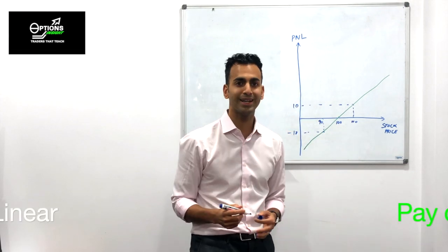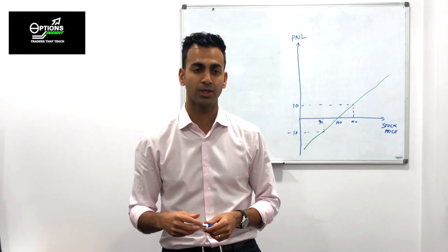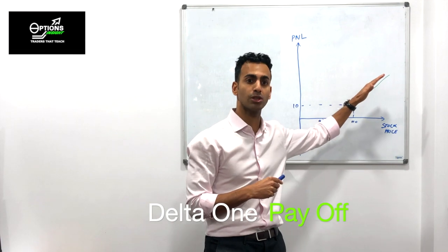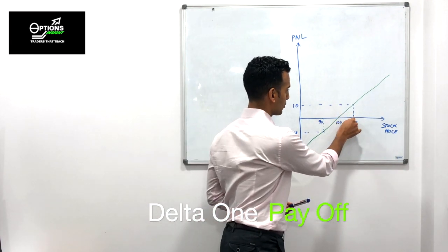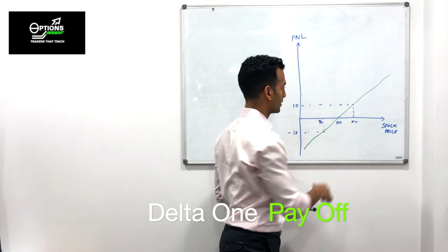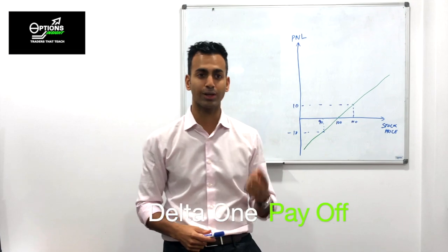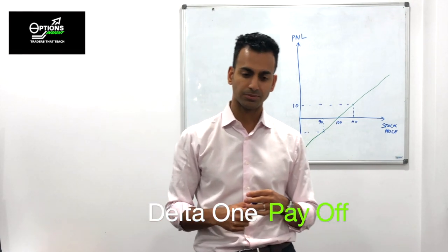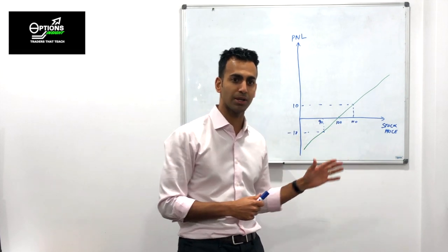Now that's what you call a linear payoff, or a delta 1 payoff. Now what does delta 1 mean? Delta is basically the slope of this line. If you look at it, for every 10 we go that way, we go 10 that way. So the slope of that line is 10 divided by 10, which is 1. So that's delta 1. And we'll talk more about delta when we talk more about options. So when you buy a stock, you have a delta 1 payoff or a linear payoff.